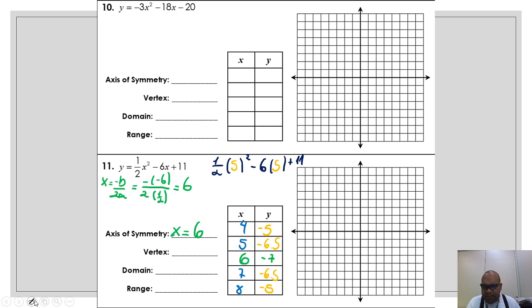6 and negative 7. 6 here, 1, 2, 3, 4, 5, 6, and negative 7: 1, 2, 3, 4, 5, 6, 7. Here is my turning point. When it is 7, it's negative 6.5. Negative 7, negative 6.5 over here. Something like that.